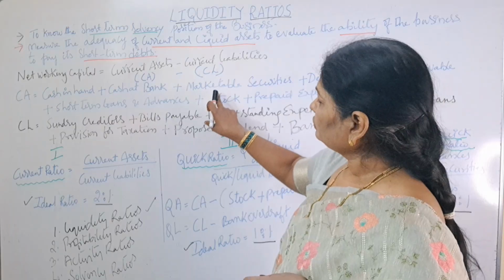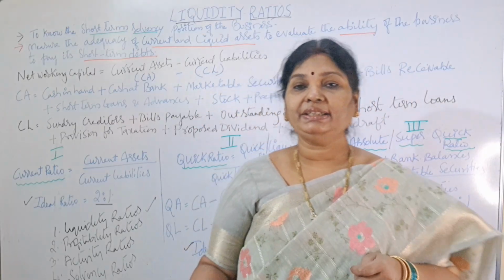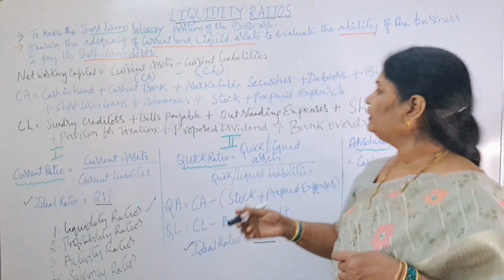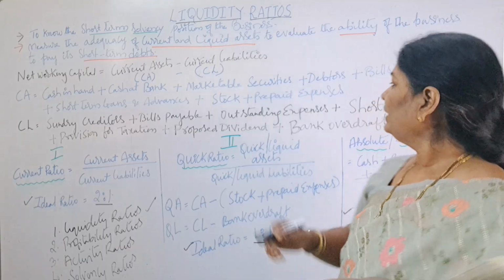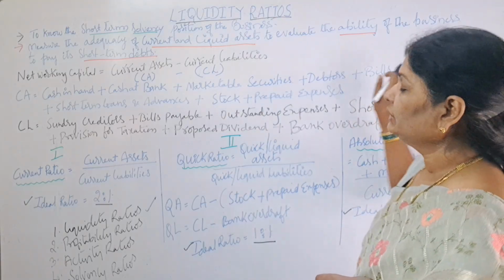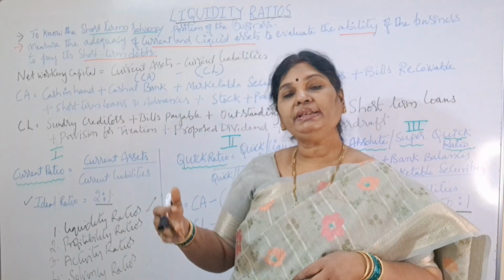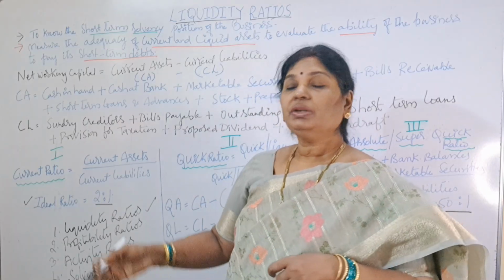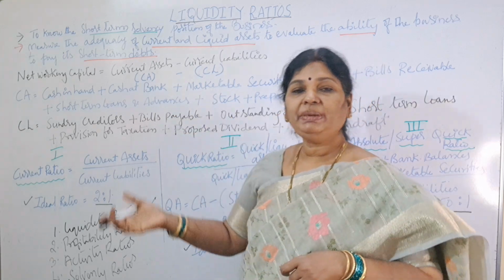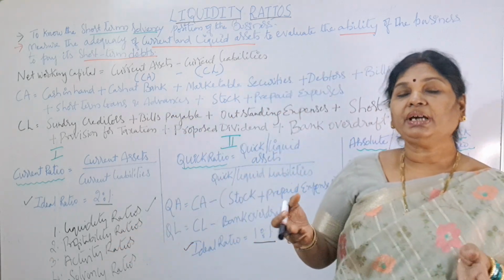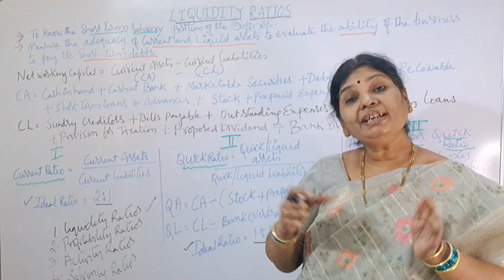Next, marketable securities, means those securities we can easily sell in the market. Those are called marketable securities. Next, debtors. Debtors means sundry debtors. Next, bills receivable. Next, short-term loans and advances. Whatever short-term loans and advances we have given to others, those also come under current assets. Next, stock. Stock means whatever raw material, work in progress or finished goods are there with us, that is called stock.